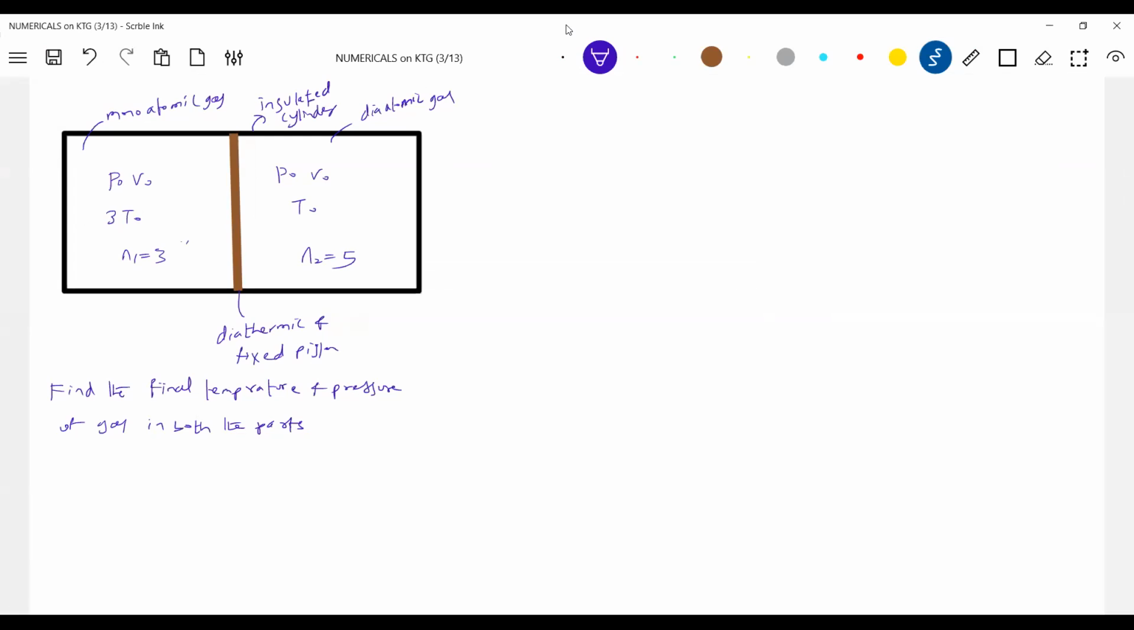Okay, now what do you mean by diathermic and fixed piston? Diathermic means it will conduct heat slowly. Look at the temperature here, 3 T naught here and T naught there. So heat will start flowing, and after some time, after a long time, the temperatures will equalize.